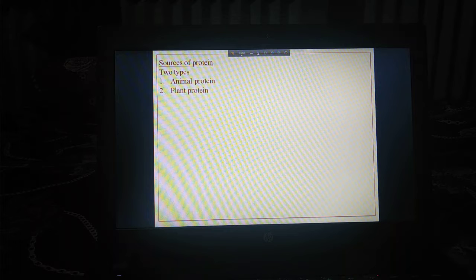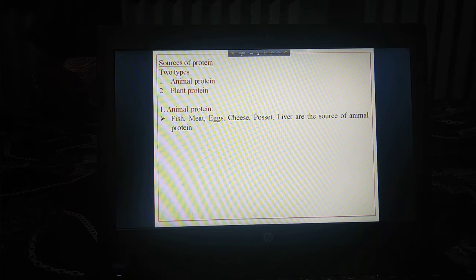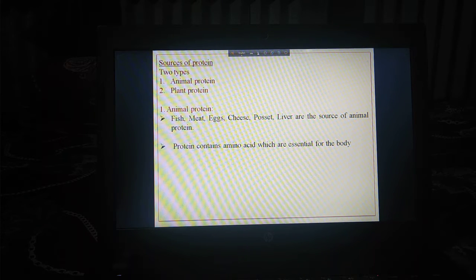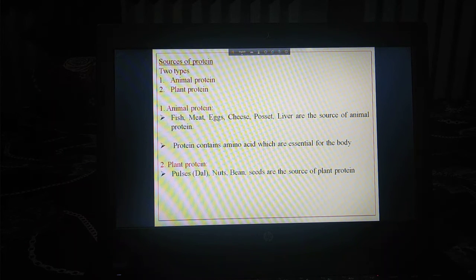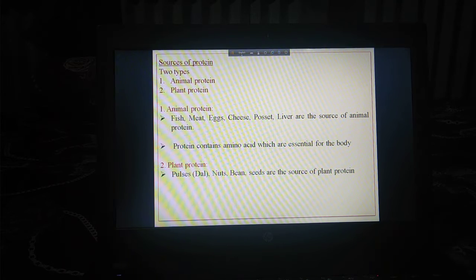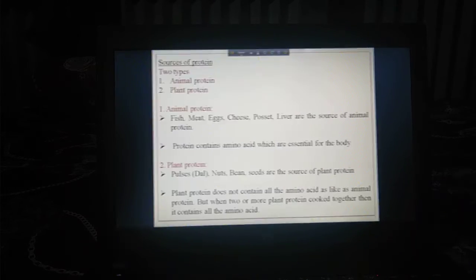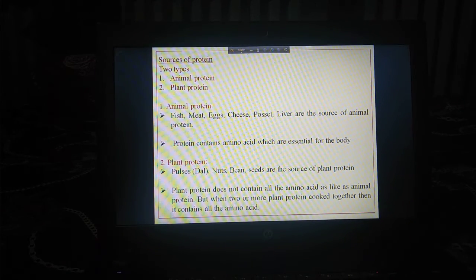Now sources of protein. There are two sources, one is animal protein, another one is plant protein. Fish, meat, eggs, cheese and liver are the sources of animal protein. Animal protein contains amino acids which are essential for the body. You can get plant protein from pulses, nuts, beans and seeds. Plant protein doesn't contain all the amino acids like animal protein, but when two or more plant proteins are cooked together, then they contain all the amino acids.